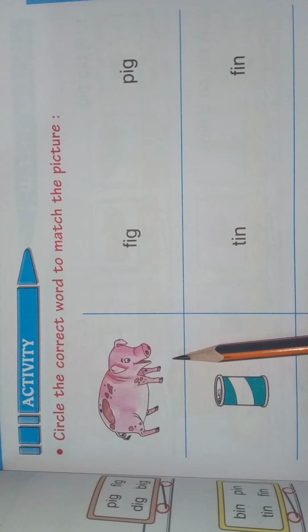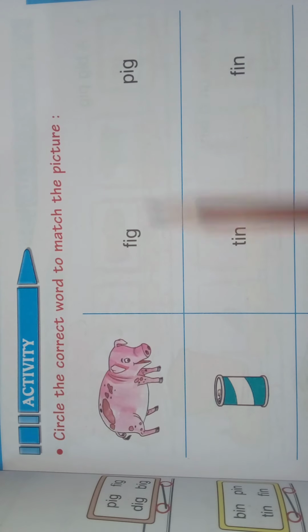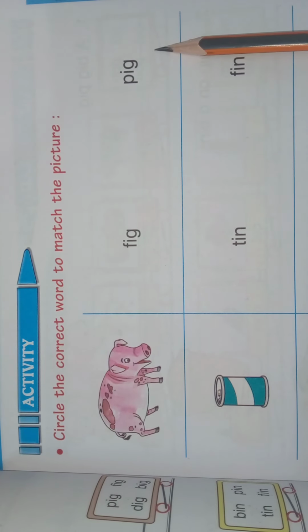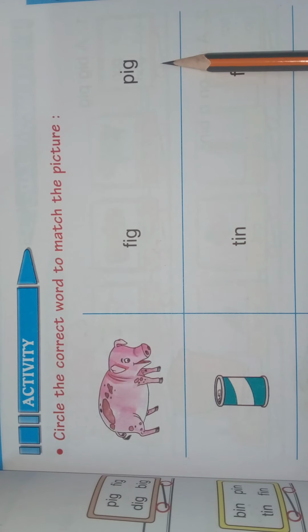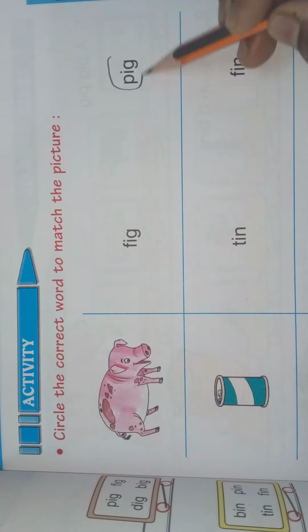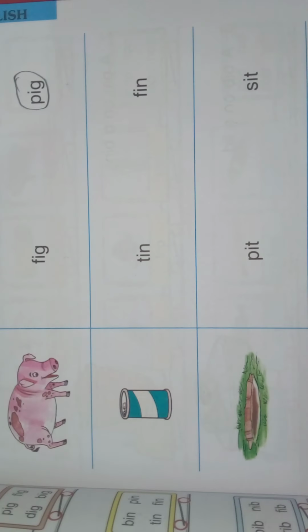What is this? It is pig, right? F-I-G, fig. P-I-G, pig. Which one I should circle now, children? See, F-I-G, fig or P-I-G, pig? Yes, good. It is P-I-G, pig.